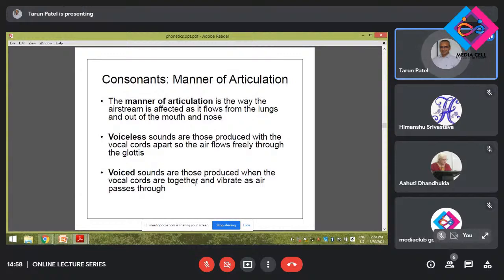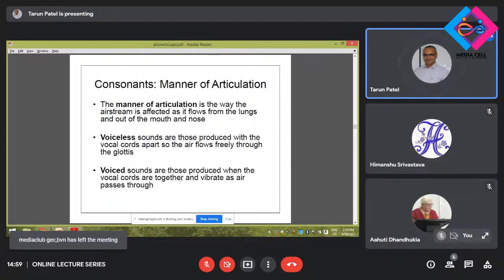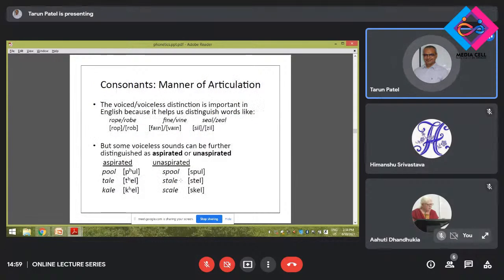Now, the manner of articulation is the way the air is affected as it flows from the lungs and out of the mouth and the nose. Now, the voiceless sounds are those produced with the vocal cords apart, the glottis, and the voiced sounds are those produced when the vocal cords are together and vibrate as the air passes through. So, voiced and voiceless.